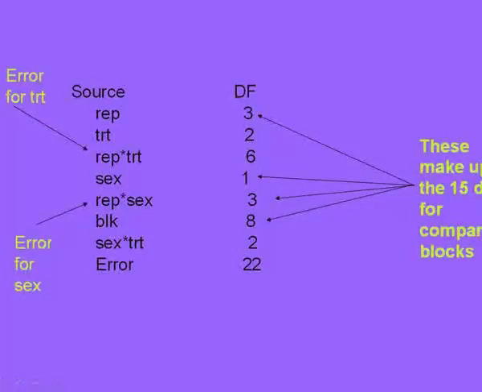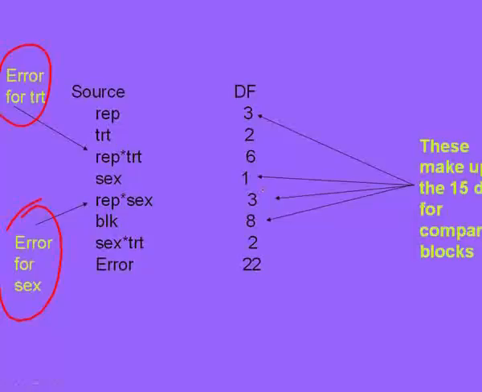And so I have the replicate effect, 3 degrees of freedom, treatment with 2. This is for the full 4 reps. And rep by treatment interaction is 6. And that makes up the error for treatment. And then we have sex, and rep by sex becomes the error for sex. And then block, well, some of the block effects are in the 3 degrees of freedom for rep, the 1 for sex, and the 3 for rep by sex.